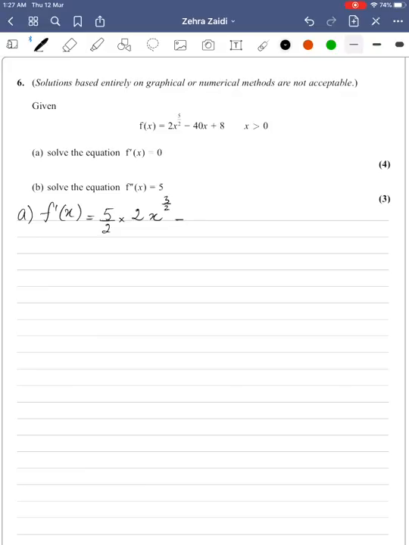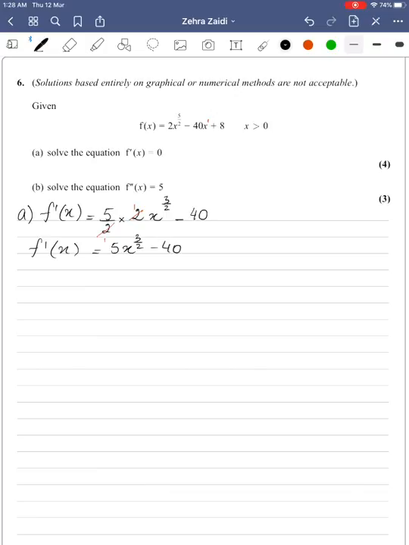For the second term, the power of x is 1. So we take the power, multiply it with the coefficient, so we get minus 40. And then we reduce the power of x by 1. Currently the power of x is 1. If we reduce it by 1, then the power of x becomes 0, and x to the power of 0 is 1. Then the third term is a constant, and the differential of a constant is 0. So now all we need to do is simplify. 2 ones are 2, 2 ones are 2, and we have our f dash x is equal to 5x to the power of 3 by 2 minus 40.